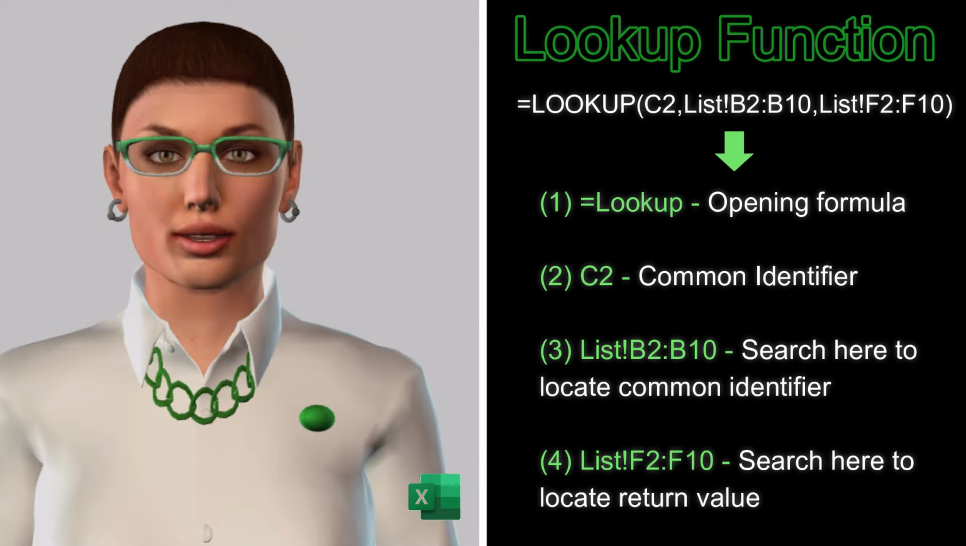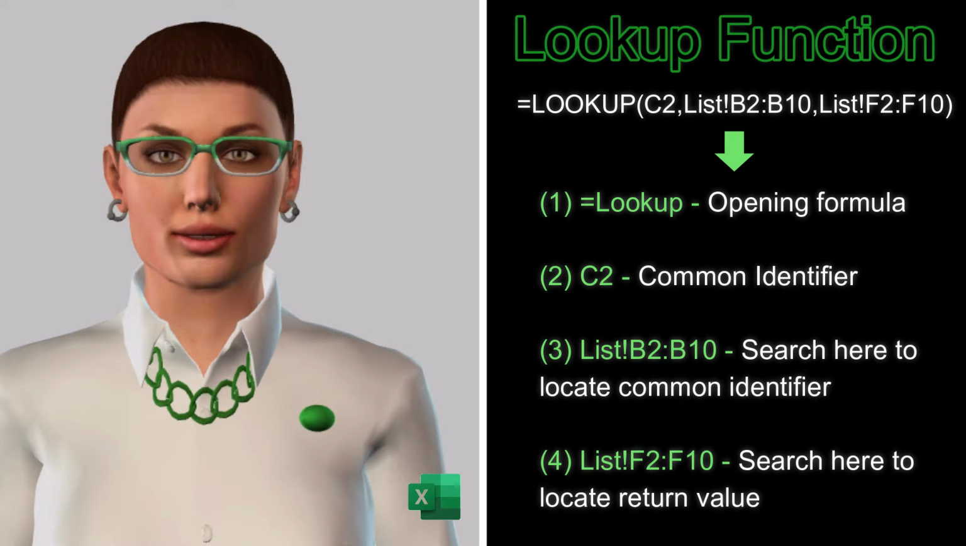Number 2 is C2. This represents the common identifier and also what we'll be searching for in field 3. Field 3 represents the cell where the common identifier for the second source will be located. Now this is where you want to make sure your identifier is in ascending order. Number 4 is where you will find the return value. So this is where you will tell Excel to search to return the value that you are looking for based on the common identifier found in number 3.